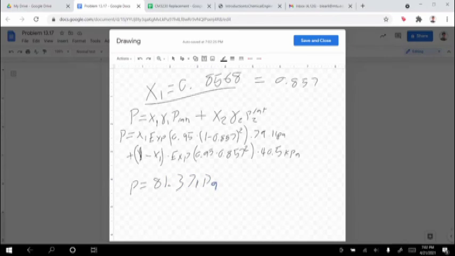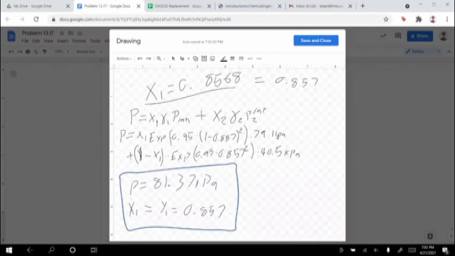And then the final thing for us to find is the vapor fraction of component 1. Since we know it's an azeotrope, it's going to be equal to x1. I'm going to call this x1 and y1, which is equal to 0.857. And that is how you solve part C.